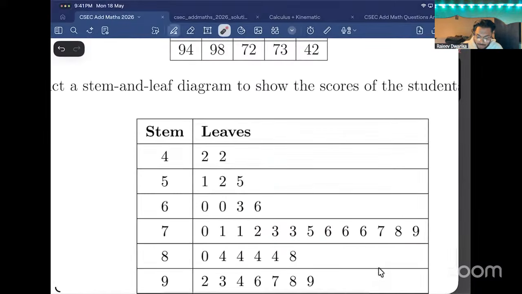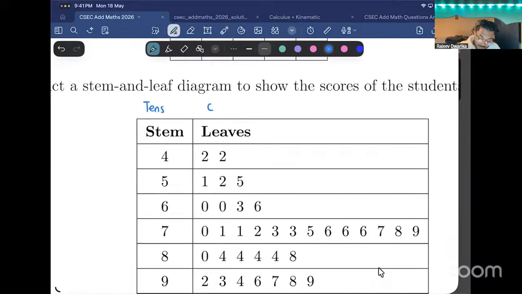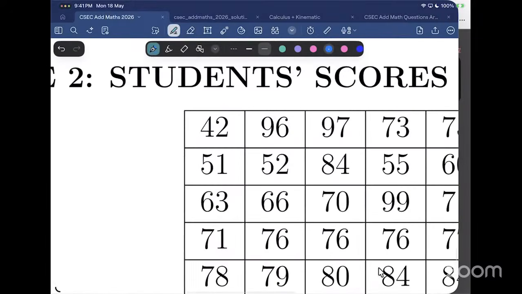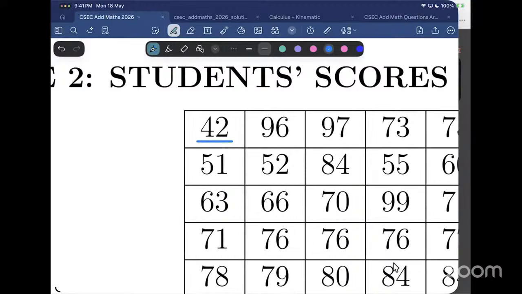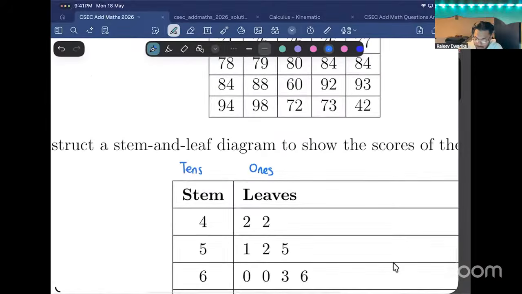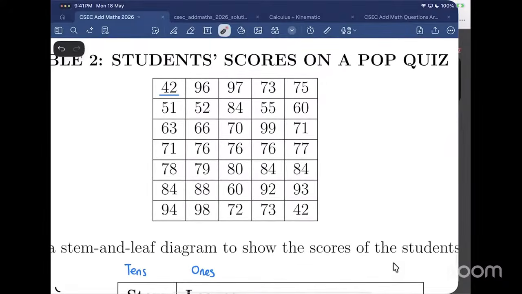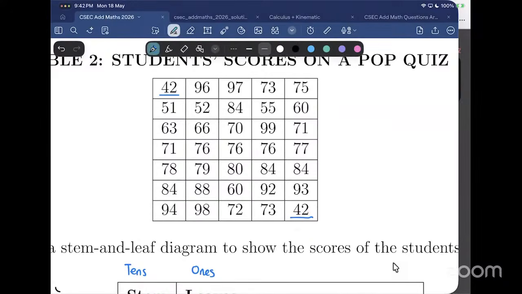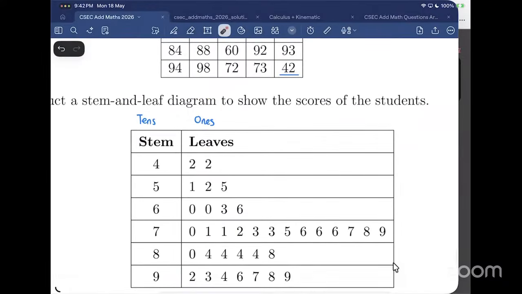Like I said, the stem is your tens, and the leaves are your ones. Let me show you what I mean. Let's look at 42. What's the tens value for 42? 4. What's the ones value? 2. So you could say 4, 2. Notice there's a 2 twice. Why is there a 2 twice? Because there's also a 42 here as well. Oh, okay, 4, 2, 2. I understand.